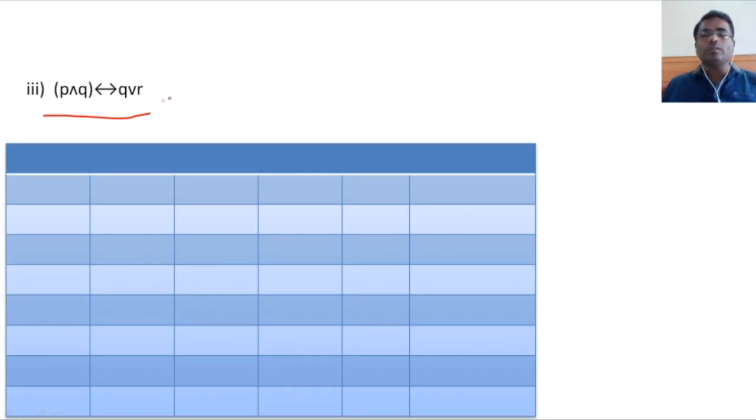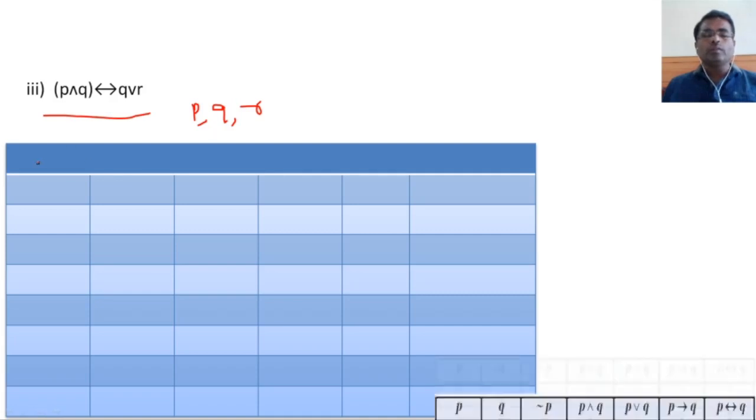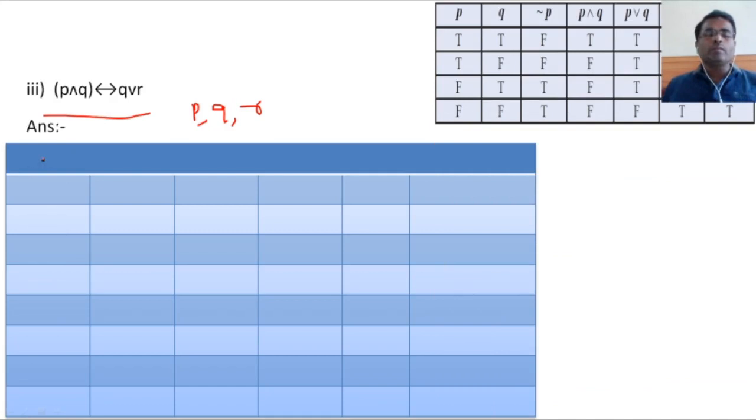Now we have a three-statement combination: we have P, we have Q, and we have R. So for 3 statements, you have to consider an 8-row table. Therefore, this is our reference table, and here P has 4 Ts and 4 Fs. Then Q has values true, true, false, false, true, true, false, false. Then R has values true, false, true, false, true, false, true, false.